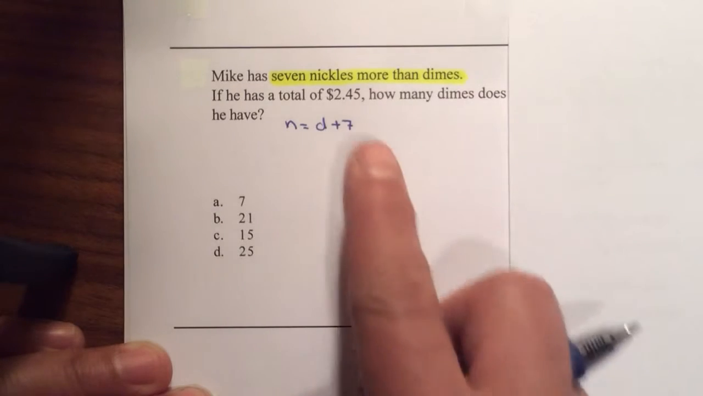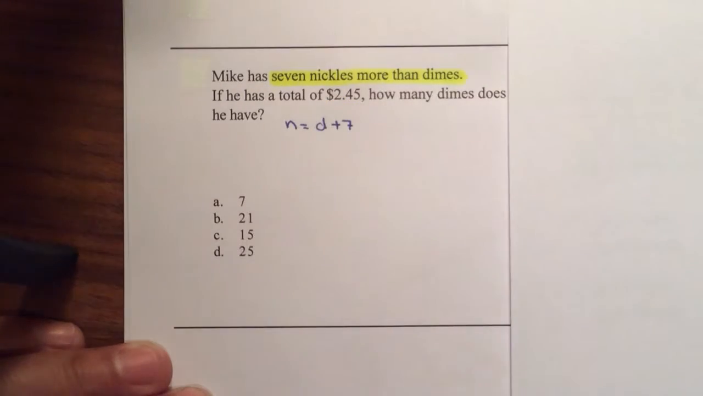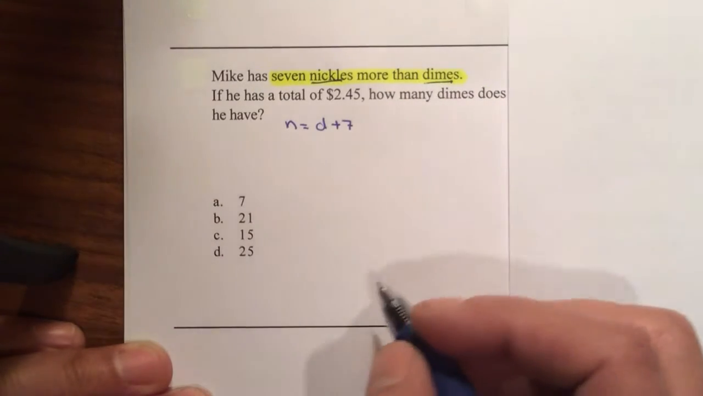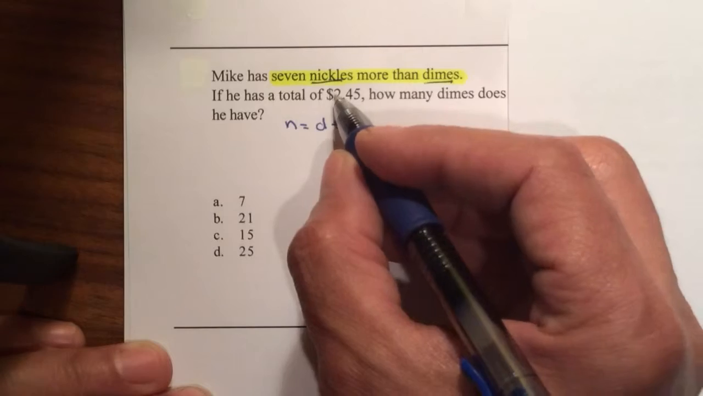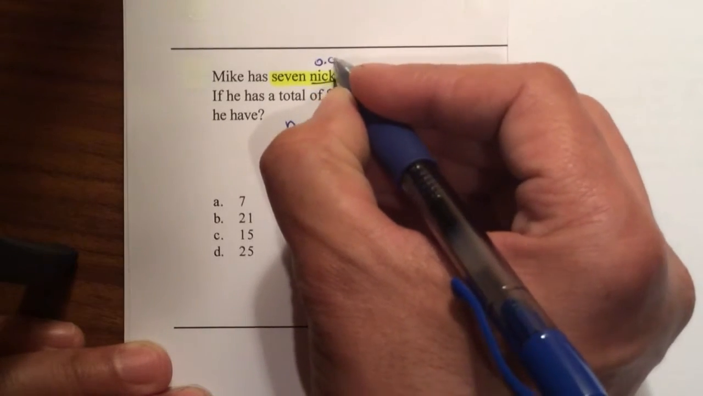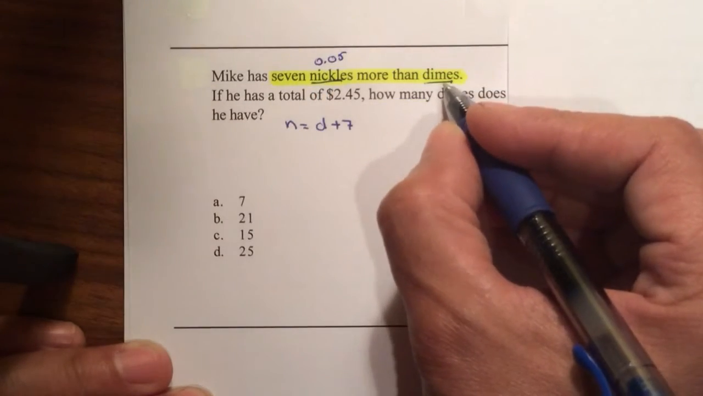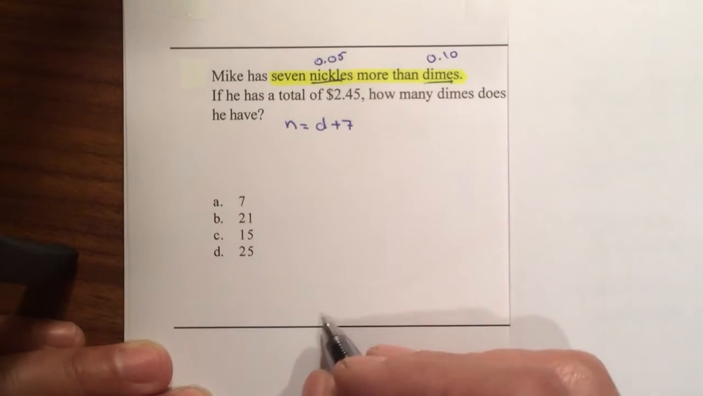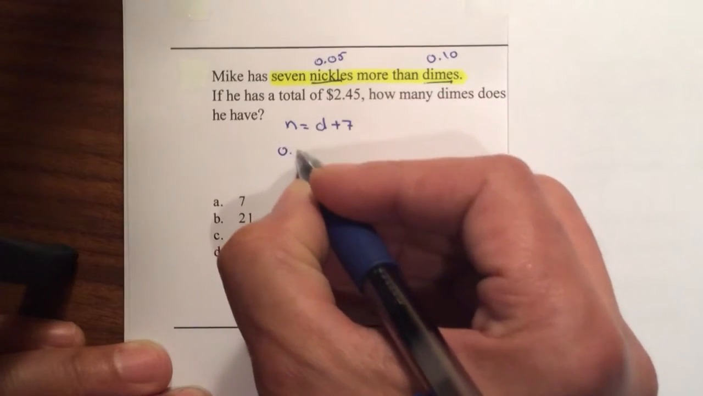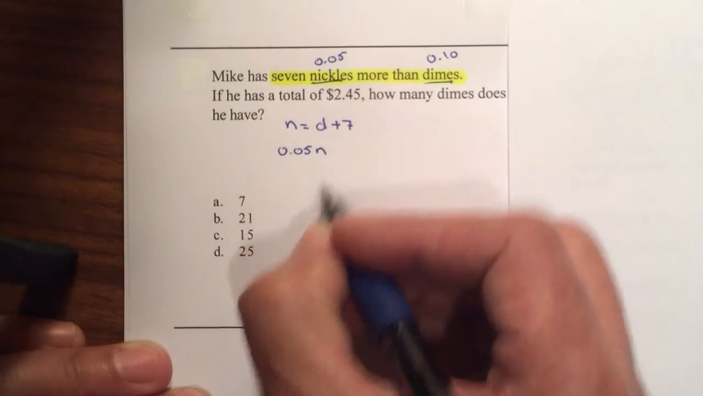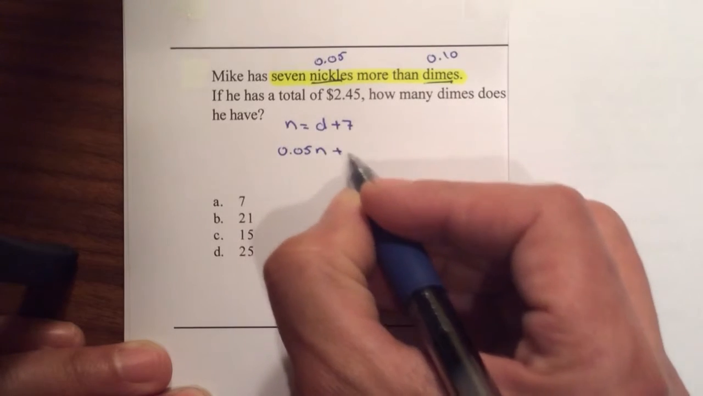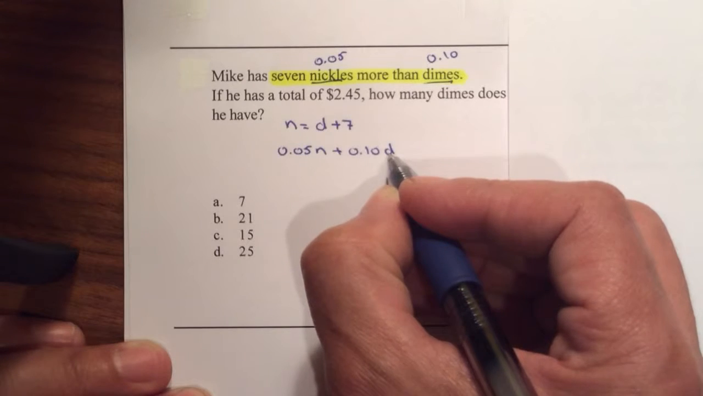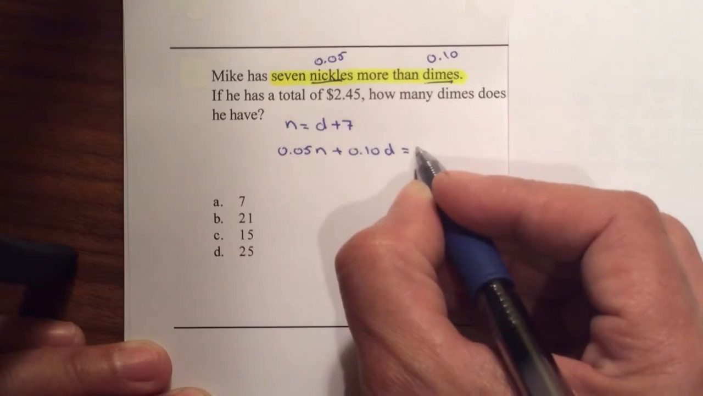Your second equation will be with how much money we have, which is $2.45. Now the money is going to be made out of your nickels and your dimes. And what is each nickel worth? It's going to be worth 0.05. And each dime will be worth 0.10. So it'll be 0.05 times the number of nickels, n, plus 0.10 times the number of dimes, d, equal to your total, which is 2.45.